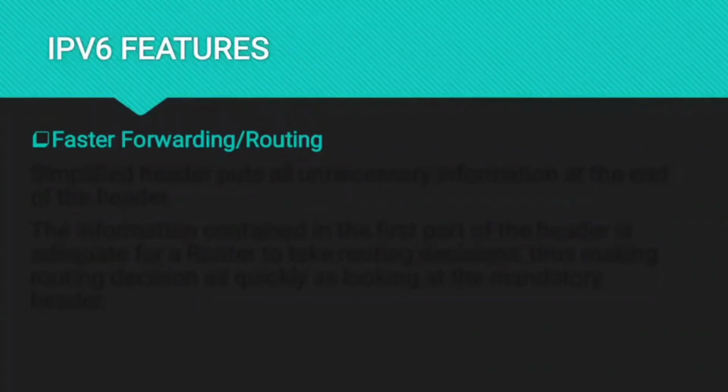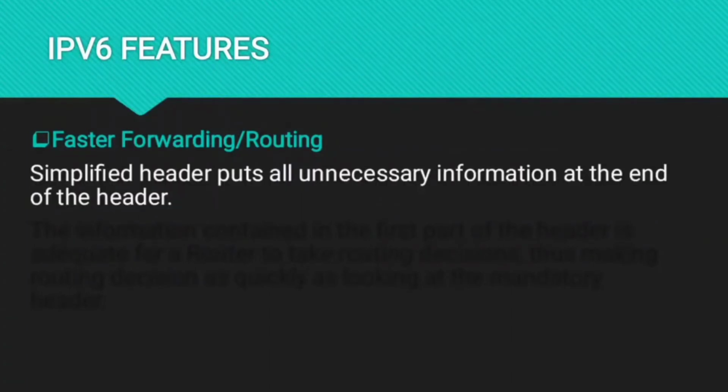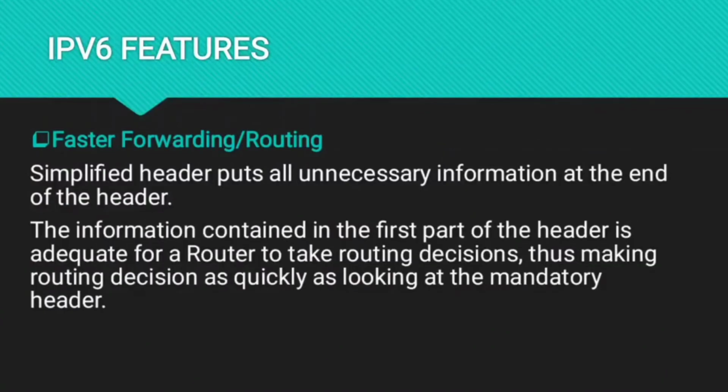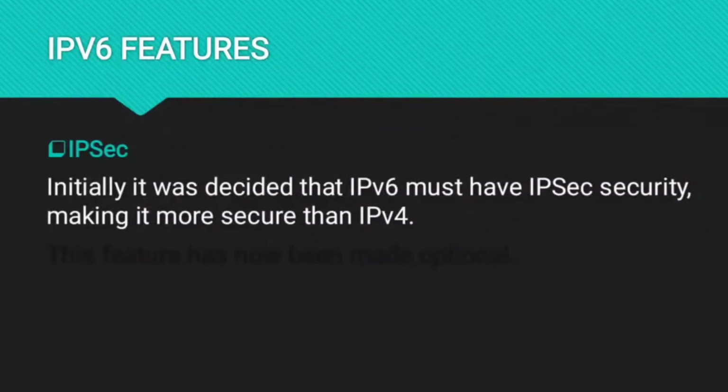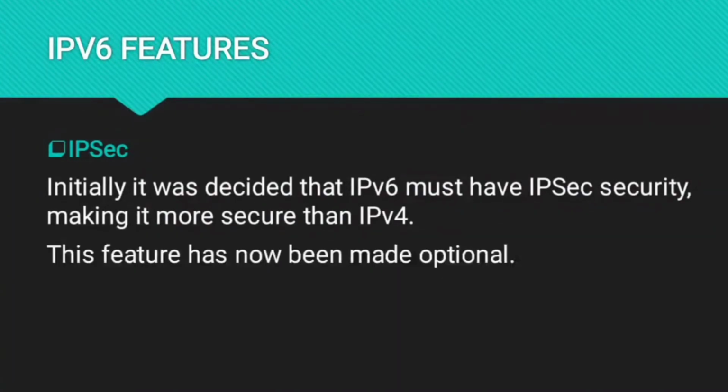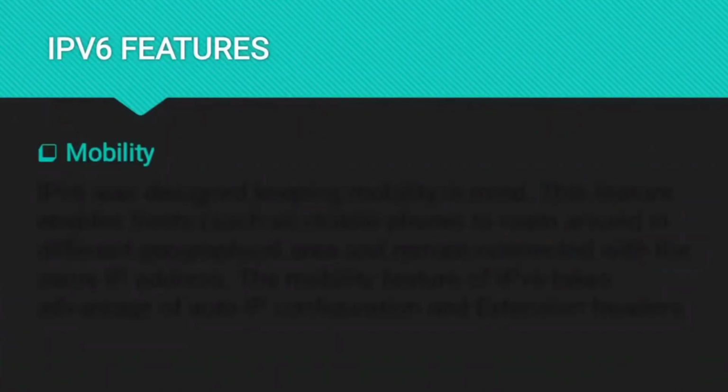Faster forwarding routing. Simplified header puts all unnecessary information at the end of the header. The information contained in the first part of the header is adequate for routers to take routing decisions, thus making routing decisions as quick as looking at the mandatory header. Next is IPsec. Initially, it was decided that IPv6 must have IPsec security to make sure that IPv6 is more secure than IPv4. But this feature now has been made optional.